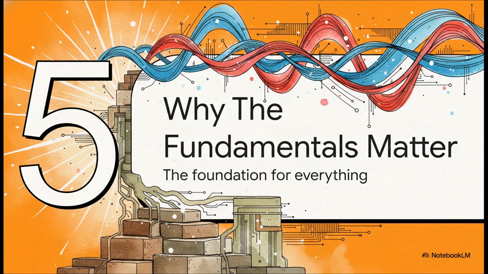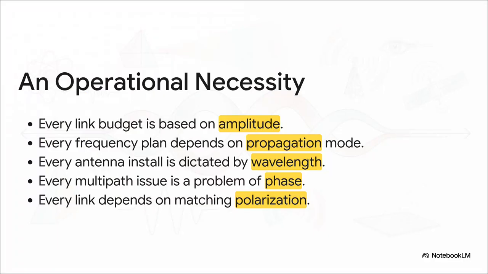So why did we just spend all this time going over these core ideas? Because these aren't just details for a textbook. They are the absolute foundation for every single practical decision that we make in the field. Mastering these 5 things isn't just an academic exercise, it's an operational necessity. When you're troubleshooting a bad link, you're really just troubleshooting one of these 5 things. When you're designing a new system, you're building it based on these 5 parameters. This is the language of RF.